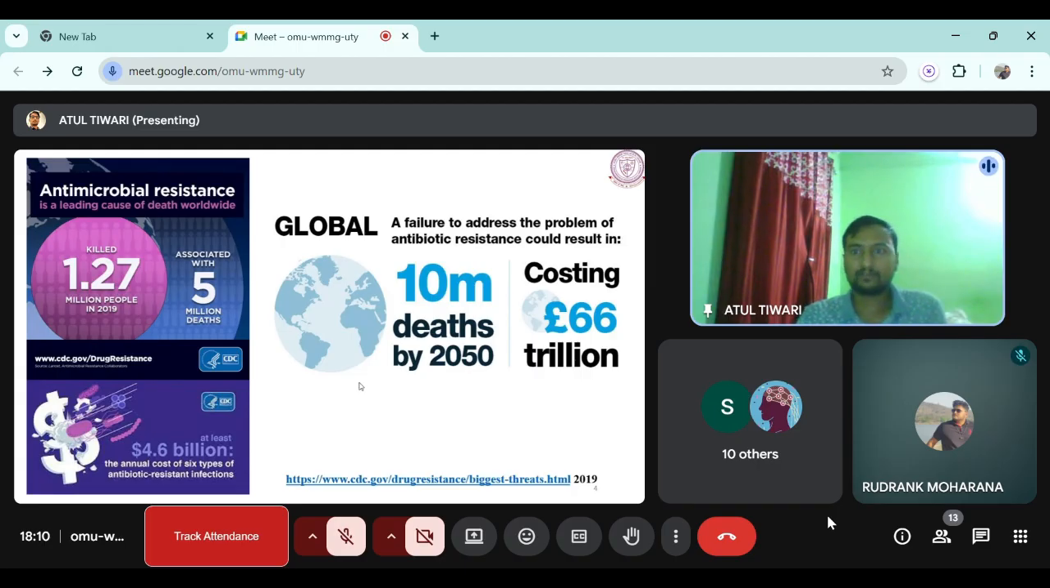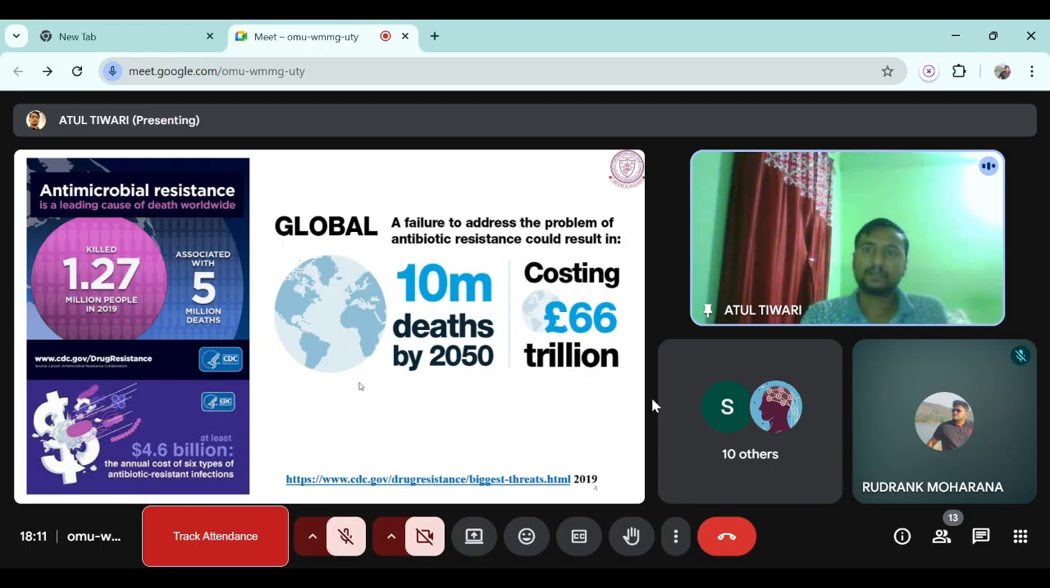Here is some data about the antimicrobial drug resistance burden globally, produced by CDC in 2019. It says around 1.27 million people were killed in 2019 and it was associated with 5 million deaths. Another thing is the cost of this medical burden on the global economy: around 4.6 billion annual cost of six types of antibiotic resistance claimed annually. It is expected that globally around 10 million deaths are expected by 2050.